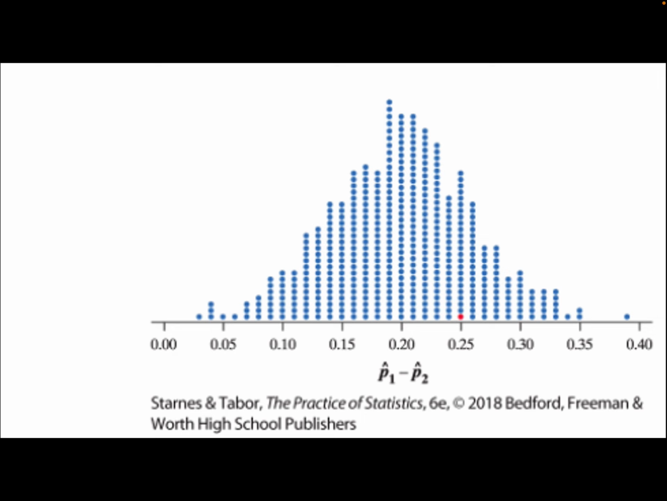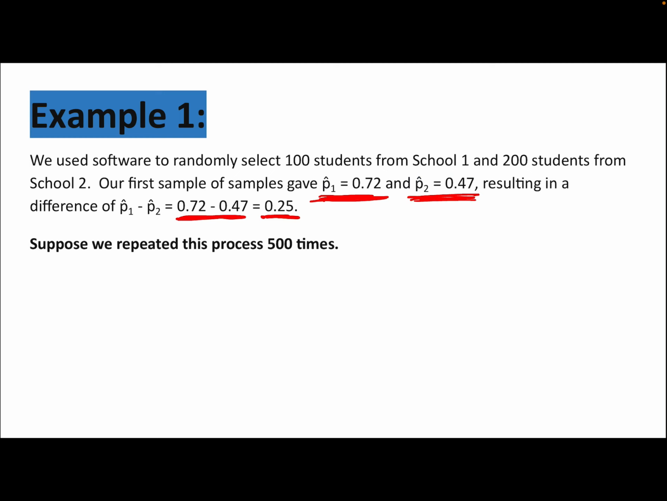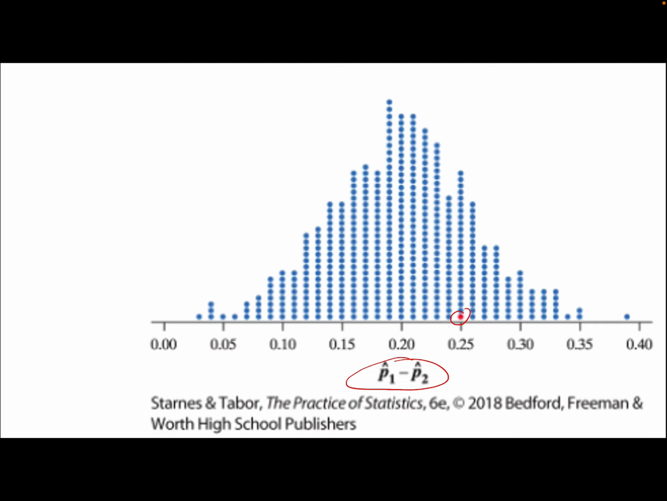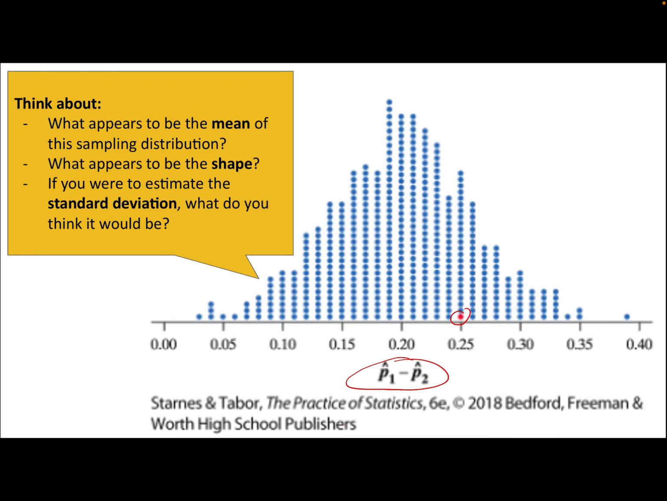So we end up with this little graph. This is our sampling distribution for differences of p hat 1 minus p hat 2 for a whole bunch of different samples. All right, this red dot right here represents the sample that I just told you about, where we found a difference of 0.25. But then we did this a total of 500 times.